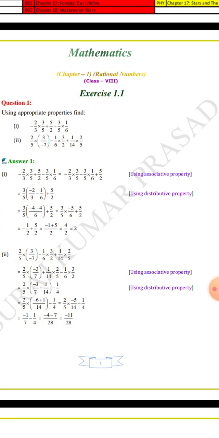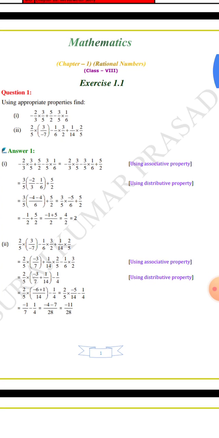The first question, as you can see on the screen, is: using appropriate properties, find -2/3 × 3/5 + 5/2 - 3/5 × 1/6. And the second one is 2/5 × 3/(-7) - 1/6 × 3/2 + 1/14 × 2/5. I hope you have understood the question. The question is about using appropriate properties to find the values of the given expressions.